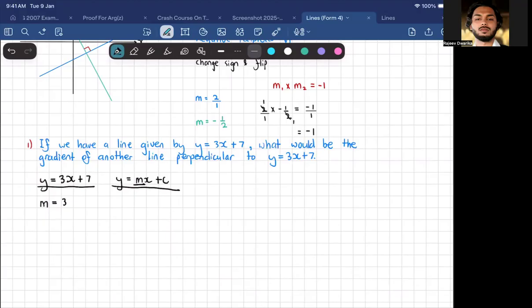Could you tell me what c would be? C would be 7. So you don't have to do any fancy working. Because it's in the form y is equal to mx plus c, you just have to read off what's in front of the x. So m is equal to 3. We could call this line 1. So the gradient of line 1 is 3. If the gradient of line 1 is 3, do you think you'd be able to figure out what the gradient of the other line is based on this fact?